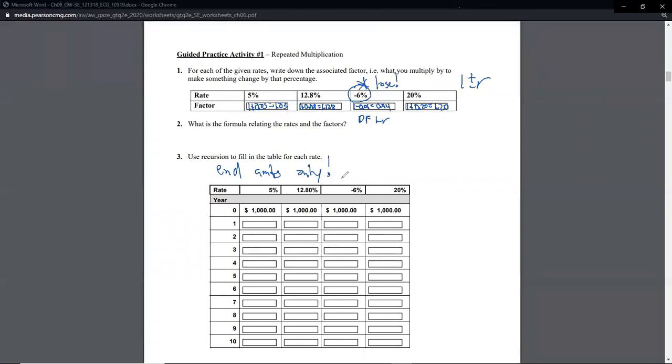And then what formula are you using for each of these? It's new equals old times either growth factor or decay factor, whichever is relevant. So it's growth for the first, second, and fourth. It's decay for the third.